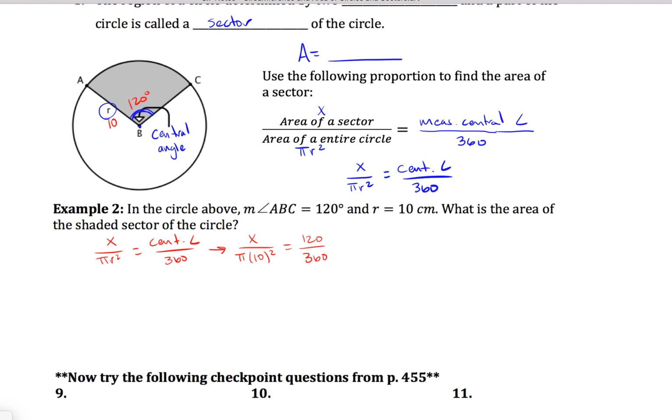Now at this point I might want to write this, instead of using the exponent there, in terms of pi. So pi times 10 squared could be written as 100 pi, because 10 squared is 100. So now I'm going to do the cross multiplication. I'm going to take the 120 and multiply it by 100 pi. So I have 120 times 100 pi, and that's going to equal the x times the 360, which I'll just write as 360x.